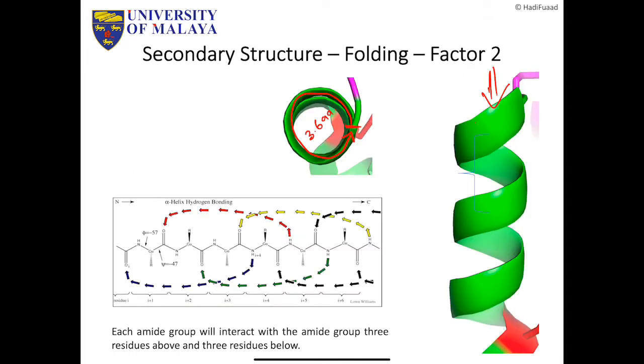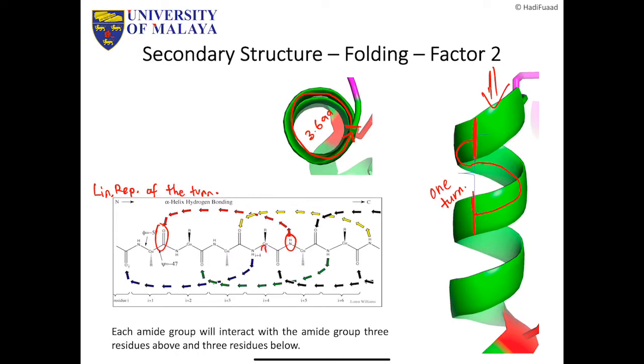And then from this side to this side, if you follow through this, this is what we call S1 turn. Okay, and this figure over here is just a kind of linear representation, I would say, of the turn. Where you can see after about every three and a half amino acids, you will have a hydrogen bond forming between the N terminal and the C terminal.